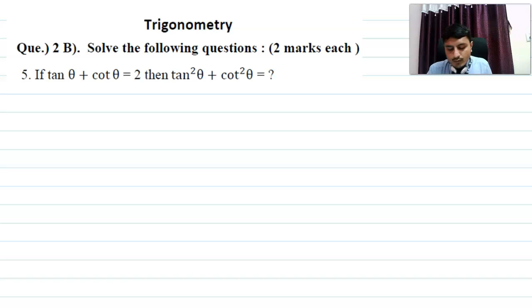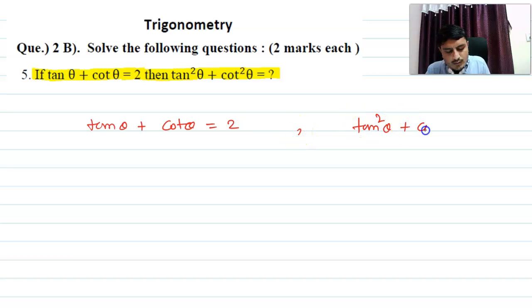Now look at the fifth question. It is of the form: if tan theta plus cot theta equals 2, then tan square of theta plus cot square of theta is equal to what? Here we have been given the value of tan theta plus cot theta as 2, and we have to evaluate the value of tan square of theta plus cot square of theta.